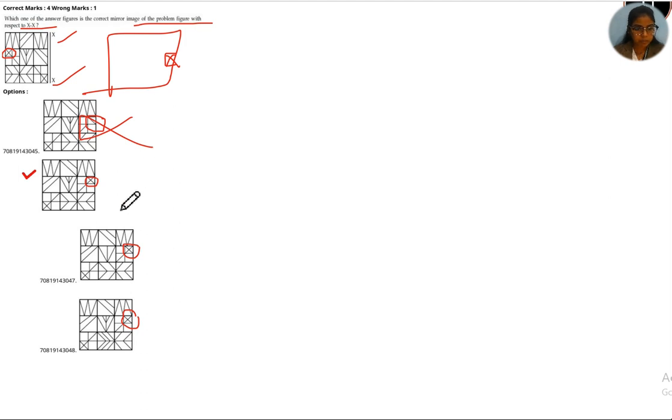Now we are with B, C, and D. So what is the difference in between these options? See, there's a difference of these three lines. In this box, they have shown three lines. Here we have only two lines. Here also we have two lines. And in the question figure also they have two lines. And you will do the mirror of it.